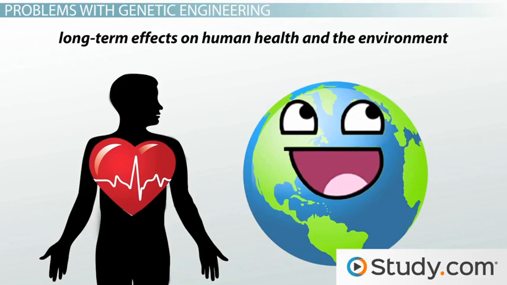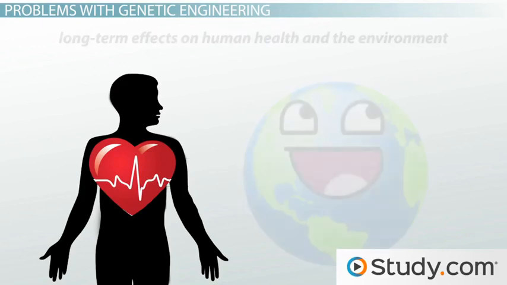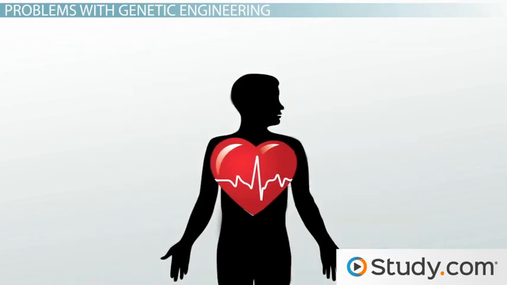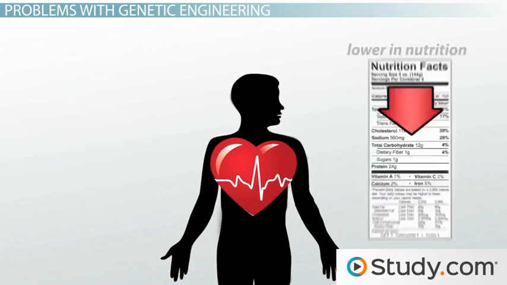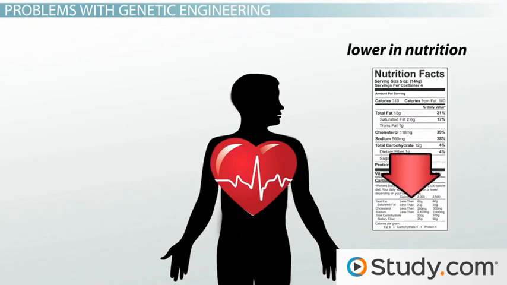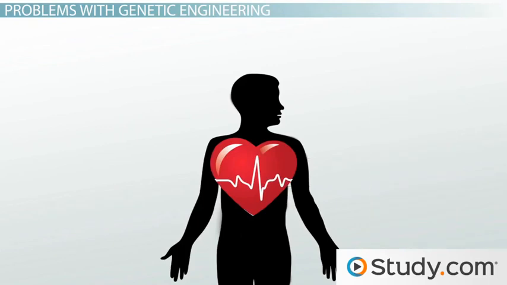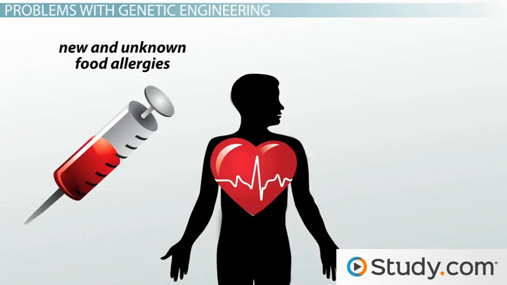Another major concern about genetic engineering is the long-term effects on human health and the environment. There is little known about the long-term effects of genetically engineered crops, and this makes many people cautious about their use. In terms of human health, there are concerns that genetically engineered crops could contain harmful toxins if the cells mutate, that produce may be lower in nutrition, and that the creation of novel varieties of crops could lead to the development of new and unknown food allergies.